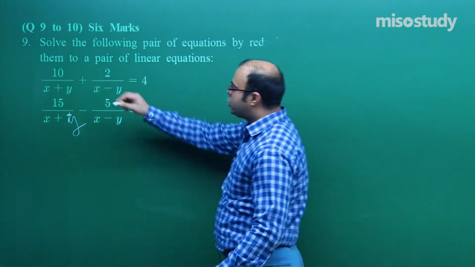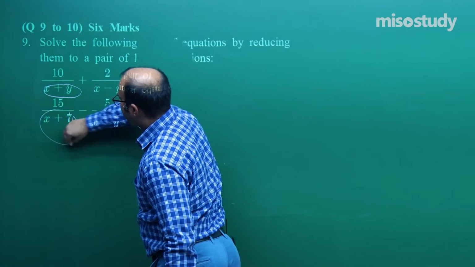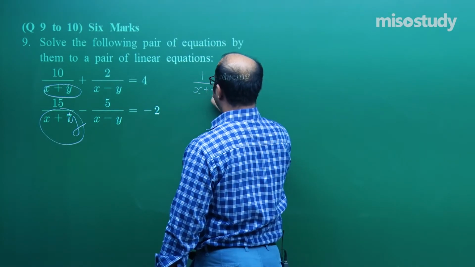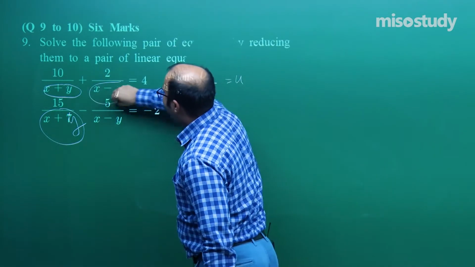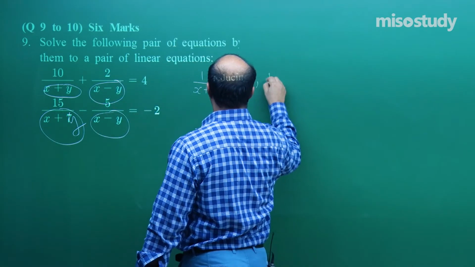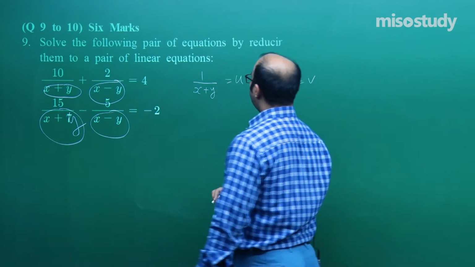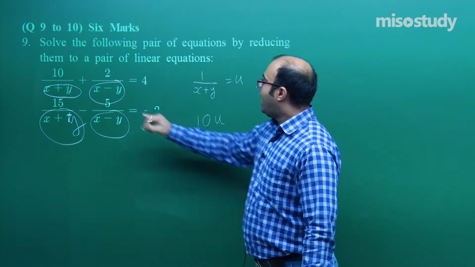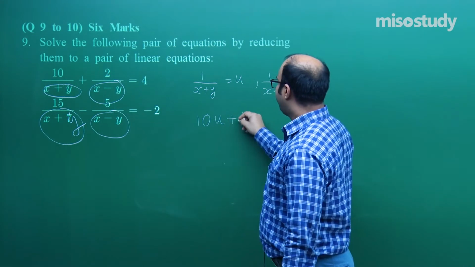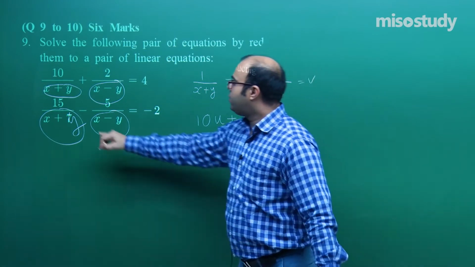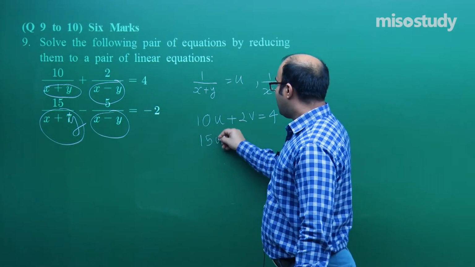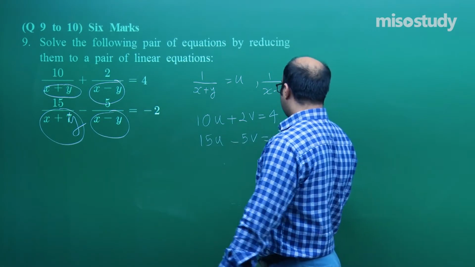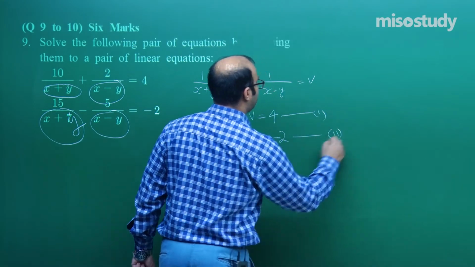What we can do is assume that 1 by x plus y is a variable u, and 1 by x minus y is a variable v. Now if we do this, 10 by x plus y will become 10u, and 2 upon x minus y will become 2v. This is equal to 4. Here it will become 15u, and this will become minus 5v is equal to minus 2. So now we have the reduced equations, which are of linear form.